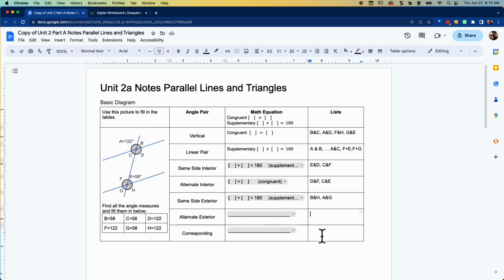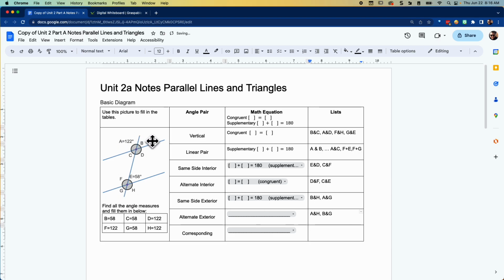Okay, so let's say I were to choose A. So A is above and left. Alternate means now I've got to go right, and exterior means I need to be on the outside again, outside of those two parallel lines, which means H. So A and H is a pair of angles that matches that. And then the other one would be B and G.